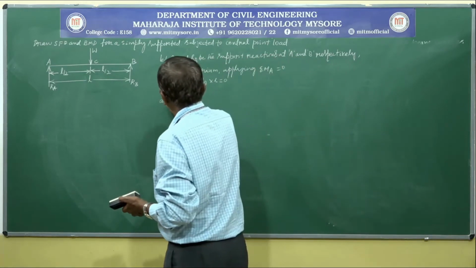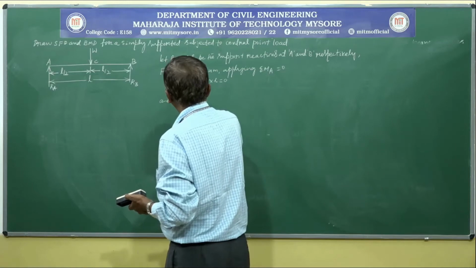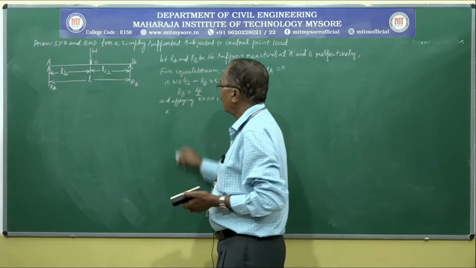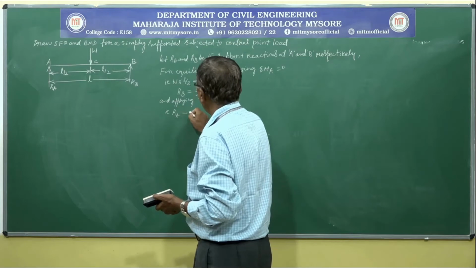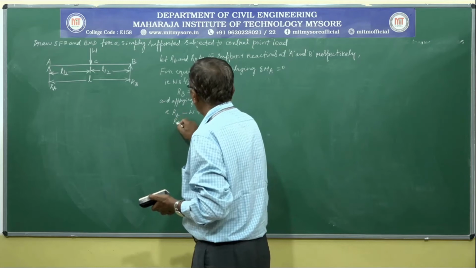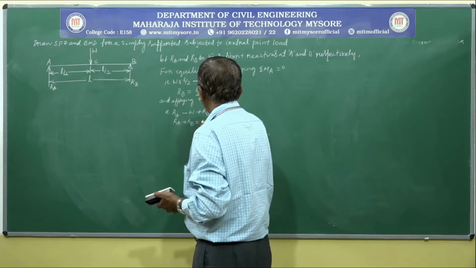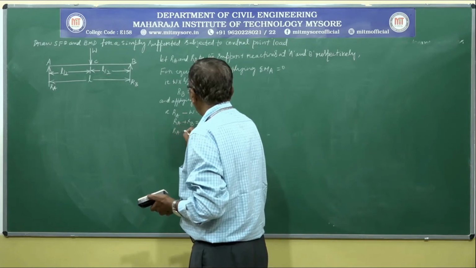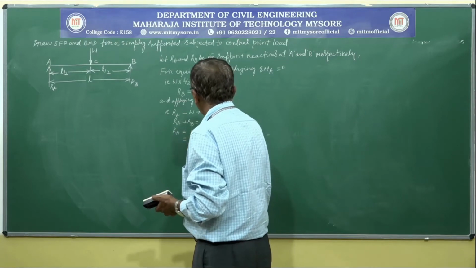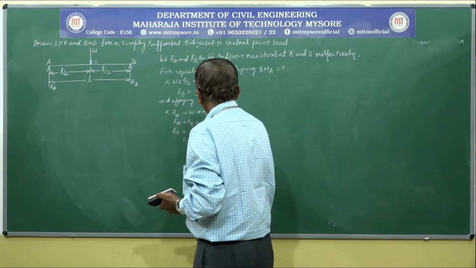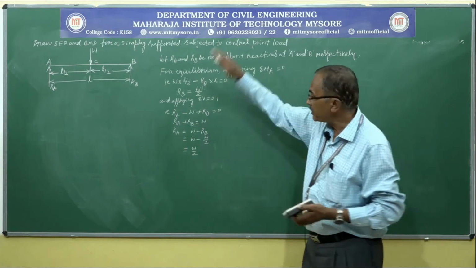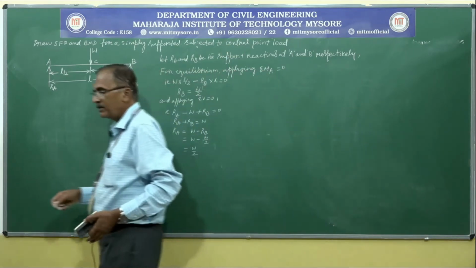And applying sigma V is equal to 0, that is, RA acting in the upward direction minus W plus RB is equal to 0. RA plus RB is equal to W. Therefore, RA is equal to W minus RB, that is equal to W minus W by 2, that is equal to W by 2. This is based on the equilibrium conditions applied.